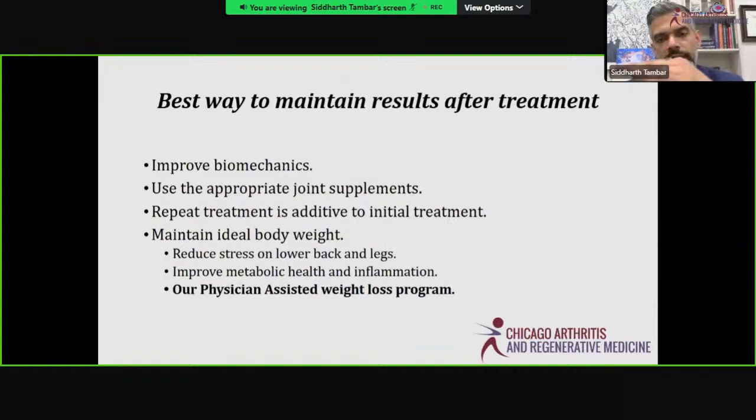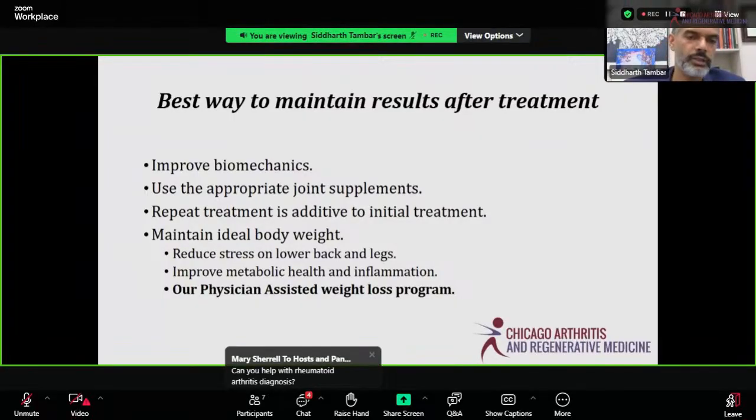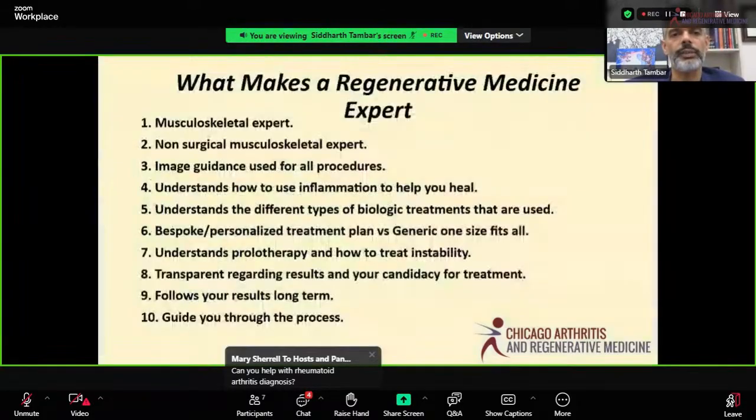If you're not at an ideal or optimal body weight, you're going to have more stress on the lower back and the legs. In addition, if you're not at that ideal body weight, you're more prone to metabolic problems and inflammation. That partly will also make joint problems worse as well. I believe in it strongly enough that we have our own physician-assisted weight loss program to help our patients with musculoskeletal issues that need a little bit of assistance on the weight loss end as well.